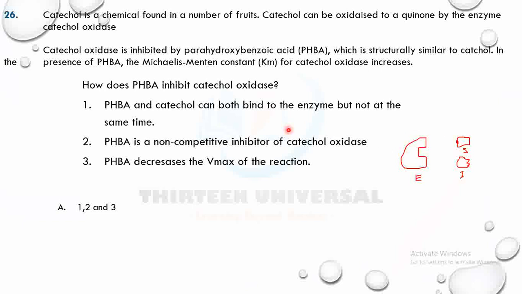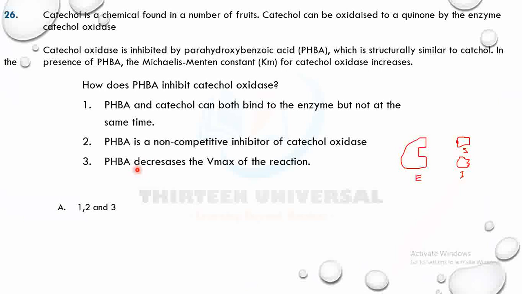You see that A says PHBA and catechol can both bind to the enzyme but not at the same time. Both of them are complementary. They cannot both bind at once, but they both can bind, just not at the same time. So one is correct. PHBA is not a non-competitive inhibitor. If it were a non-competitive inhibitor, it would not be able to bind to the active site, but it can bind. So 2 is out.